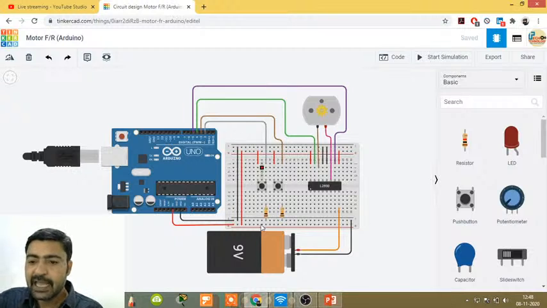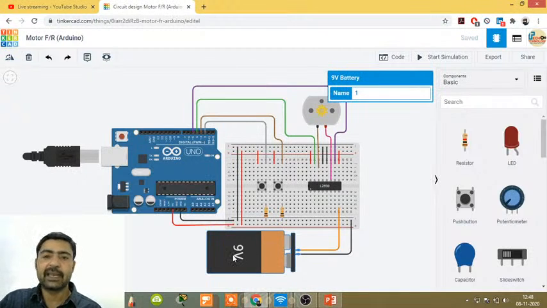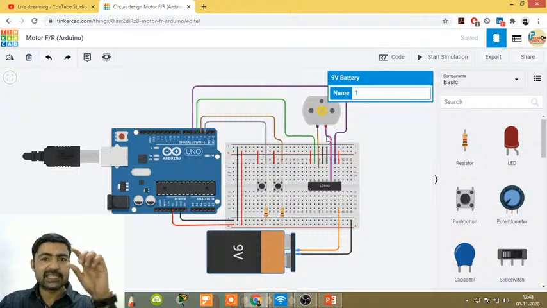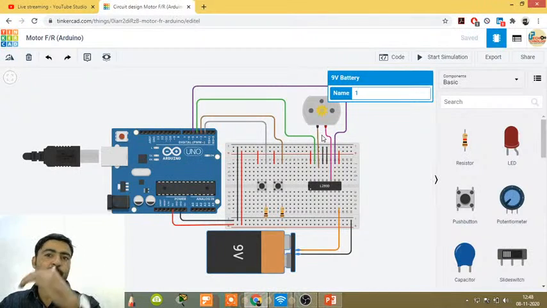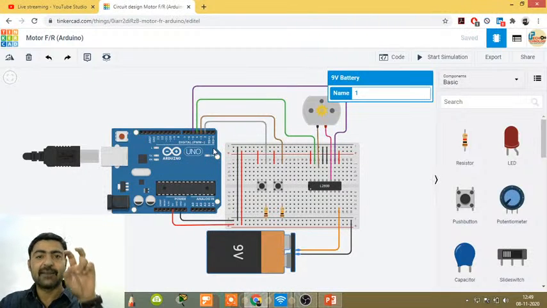Then we have this battery here, 9 volt battery. As I told you, we need to feed the IC with separate power, which is connected to power pin 2, and it is connected to 9 volt. So this motor is fed by this 9 volt with the help of this L293D. That means the 5 volt potential is not going to the motor. Which potential is going to the motor? 9 volt.